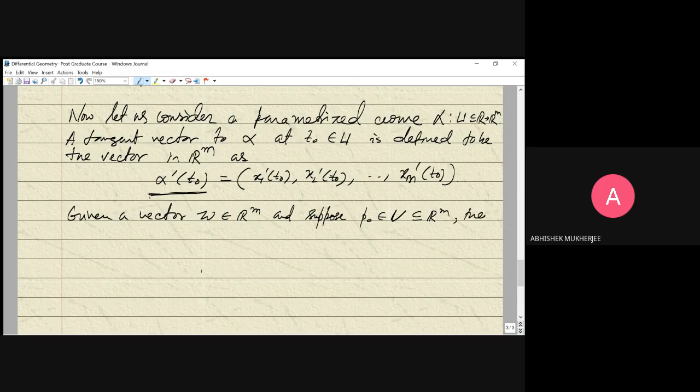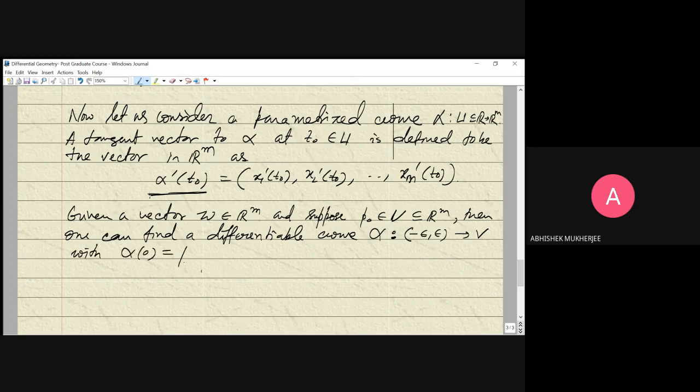then one can find a differentiable curve, right? A differentiable curve alpha defined by minus epsilon epsilon to V with alpha 0 is P naught and alpha dash 0 equal to W.